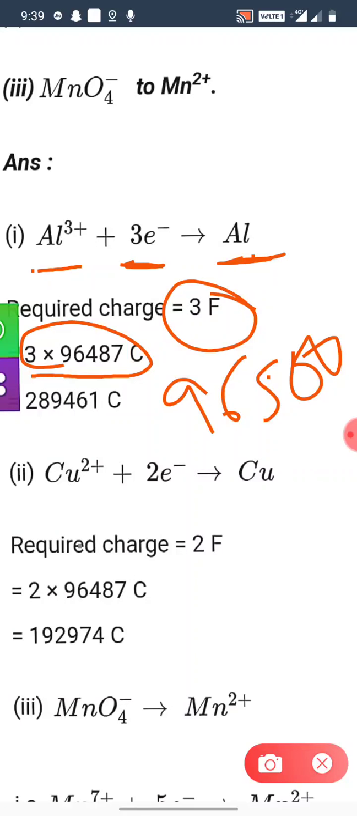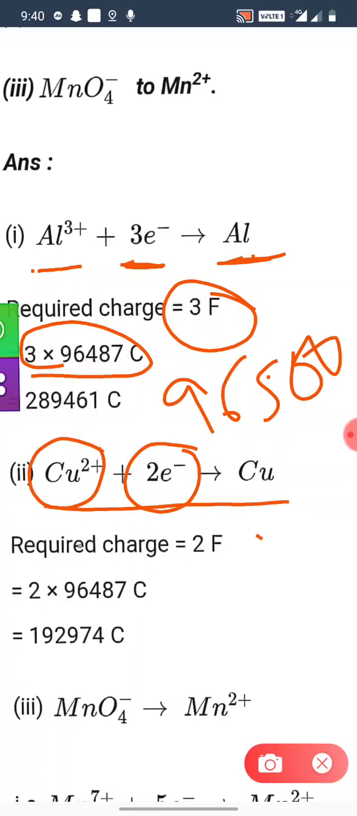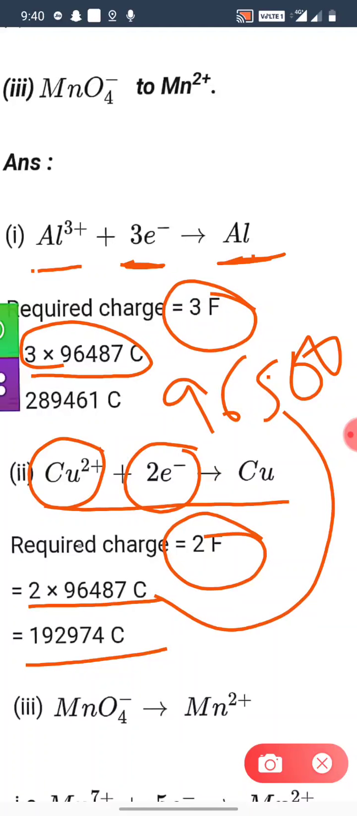Now moving on to the next part. The next part is Cu2+ getting converted into Cu. Here you can see that since the charge on copper is 2+, obviously 2 moles of electrons will be required, and 2 moles of electrons means 2F. Again, finding the accurate value, it will be equal to 2 into the value of 1 Faraday. Again, you can use 96500 in place of the given value. You will get the final answer in coulomb.